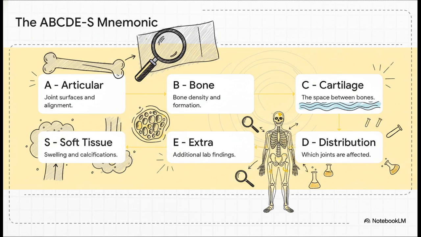A is for articularity and alignment, basically how the joint surfaces line up. B is for bone, checking its density and looking for any weird new growths. C is for cartilage, which on an X-ray is really that space you see between the bones. D is for distribution, where in the body is this happening? E is for any extra findings, anything else that looks out of place. And finally, S is for the surrounding soft tissue. Okay, let's put this toolkit into action.